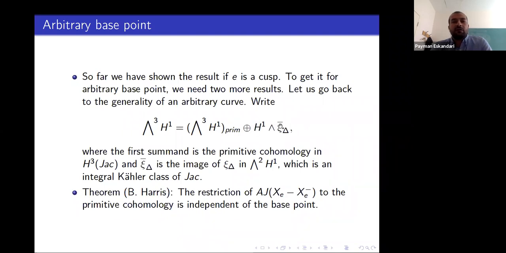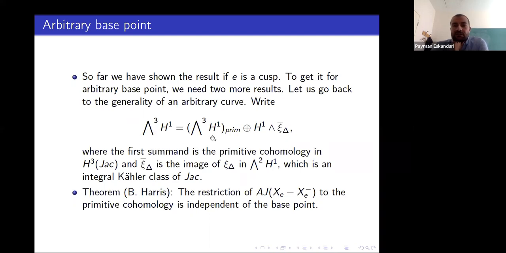where this bar, remember this C delta was the class of delta in H1 tensor H1, and the bar is taking it to H2 of H1. So you get this decomposition in the category of rational Hodge structures, and then the theorem of Harris tells us that the Abel-Jacobi of the Ceresa cycle is an element of the intermediate Jacobian of this guy.